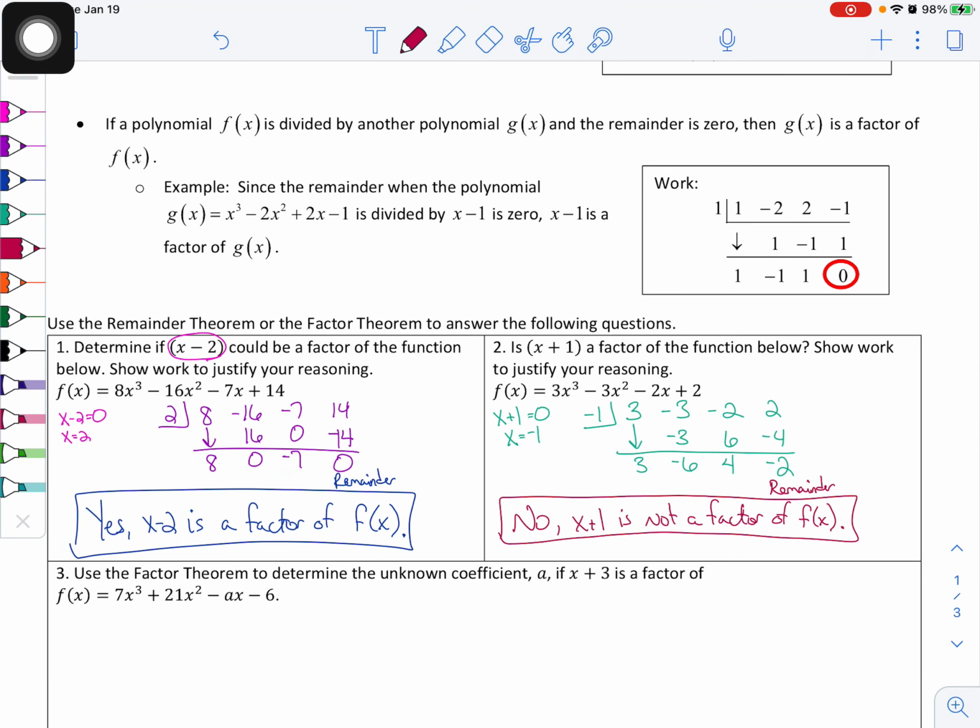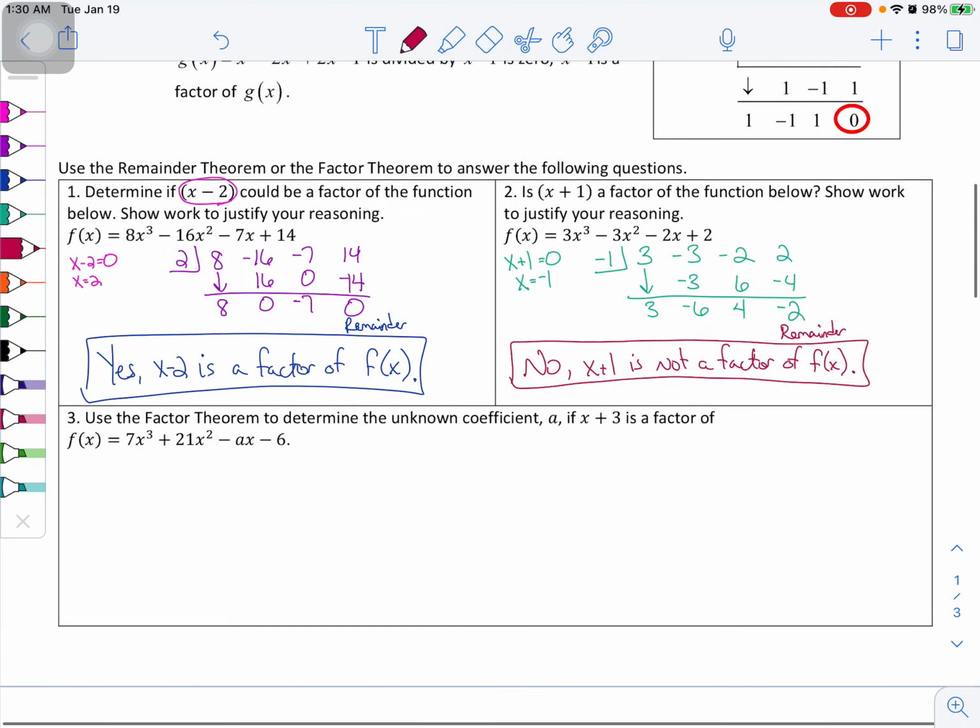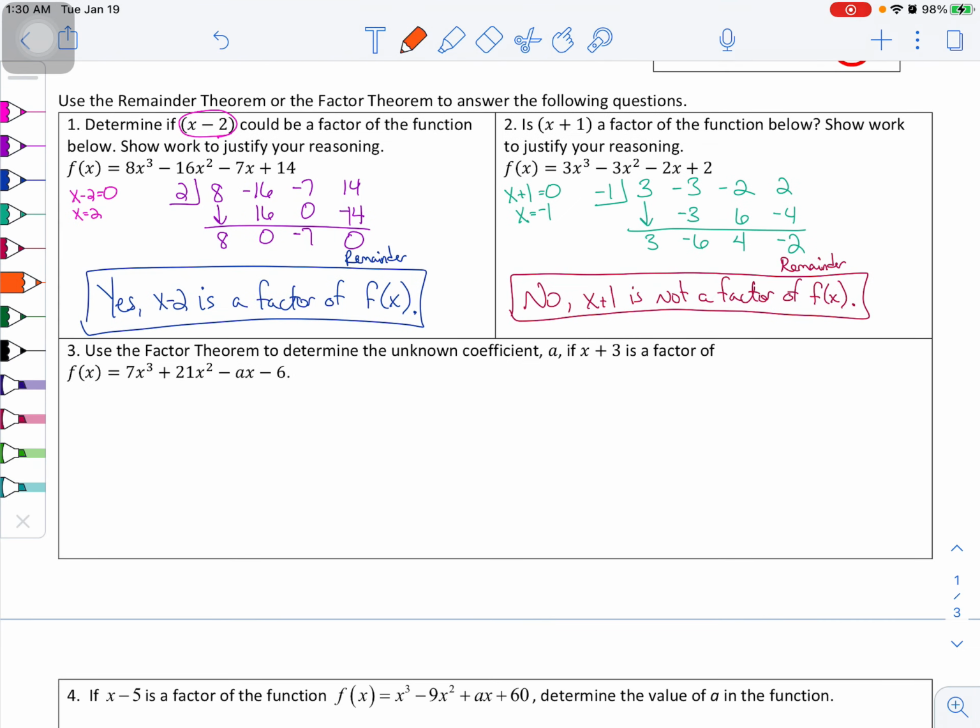So that's problems number 1 and 2. You can actually test using synthetic division and the remainder theorem or factor theorem, however you want to look at it, to find out if you have factors. All right, problem number 3. Use the factor theorem to determine the unknown coefficient a if x plus 3 is a factor of f of x. Now, I'm going to show you 2 different ways to do this because I know problem number 4 is the same type of question.